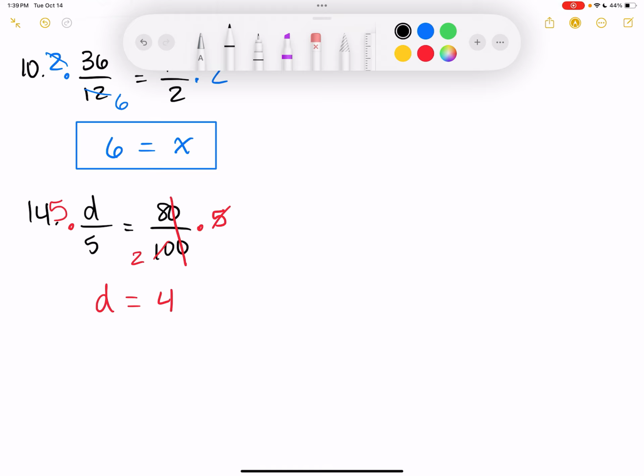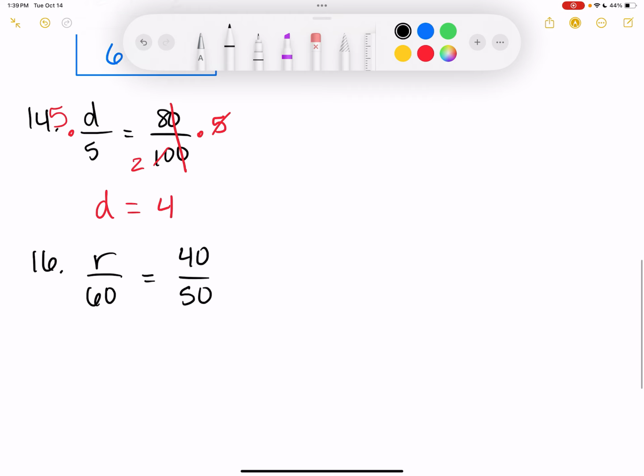Number 16. Try this one on your own. R over 60 is equal to 40 over 50. This one will be similar to the one we just did. You're going to multiply by 60. Try this one on your own.